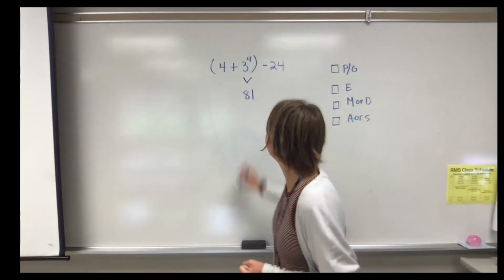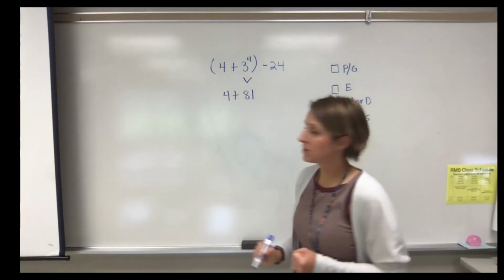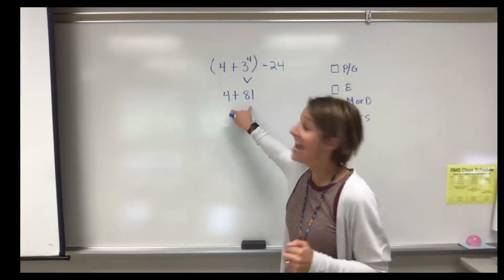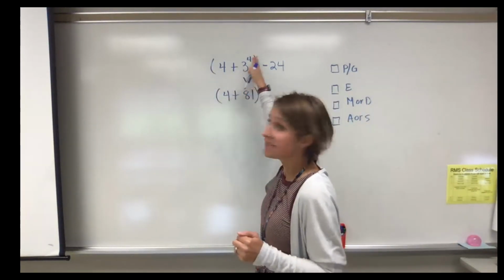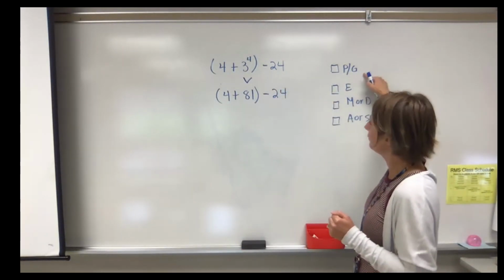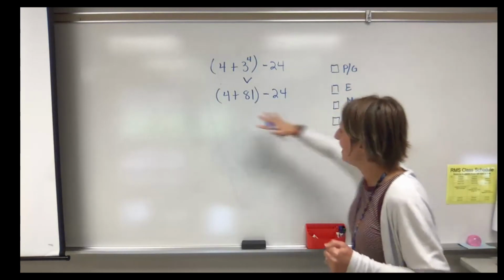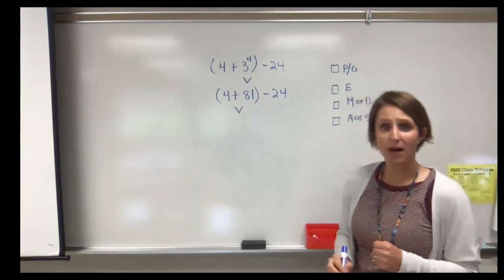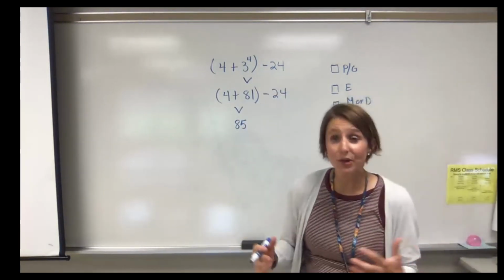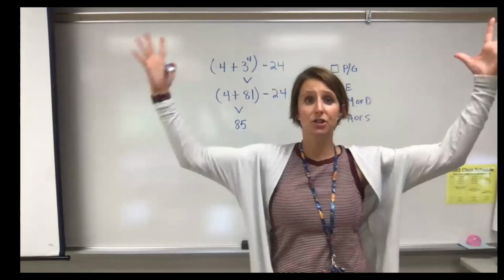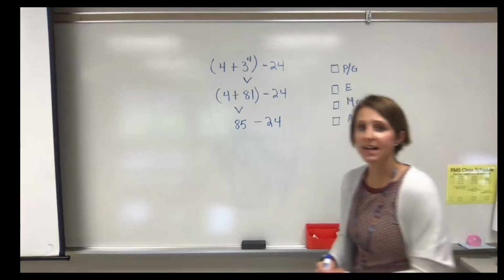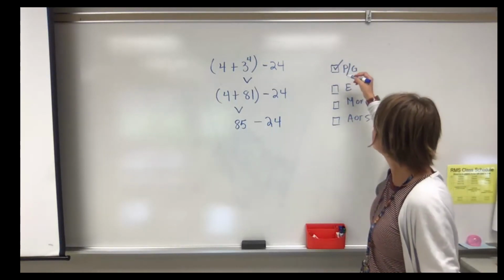Simplify that. Bring everything else down that I haven't worked with yet. Am I going to still keep my grouping symbol, my parentheses, around these two terms? Yes, I am, because I didn't simplify everything inside of them. Okay? Can I check off grouping symbols yet? Nope, so I have to go back to that. 4 plus 81. 85, right? Now I took care of everything inside the parentheses. They come off. Drop everything else down.